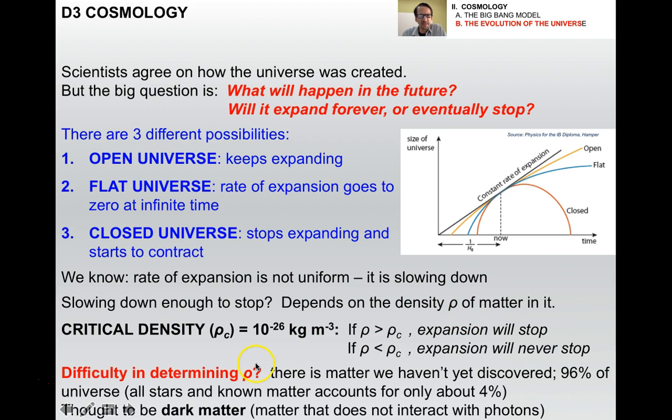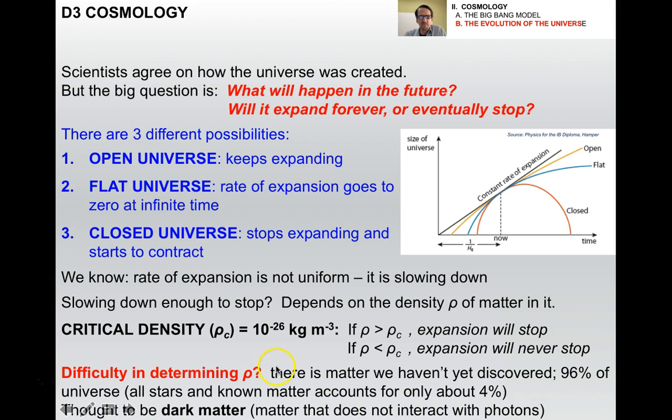We don't know what the density of the universe is, mainly because there's a lot of matter we have not yet discovered. It turns out that about 96% of the universe is thought to be dark matter, right? So 96% of the universe we haven't even discovered. We can't even detect it, right? All the known stars and matter that we can detect, that we know of, accounts for only 4%. Isn't that amazing? So 96% of it, it's like, well, what is it? Crazy. We can't even detect it, right?